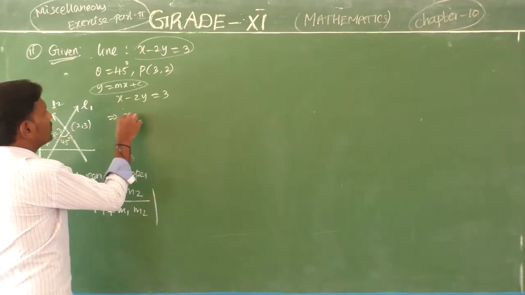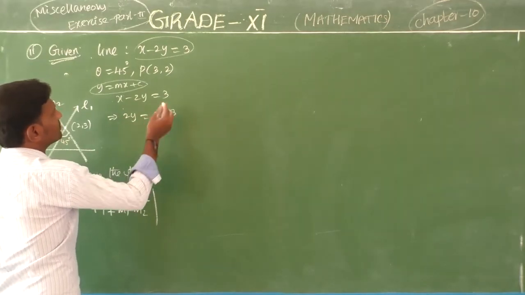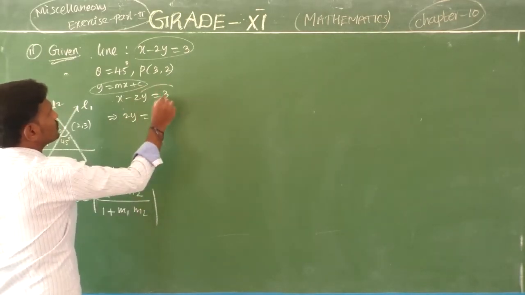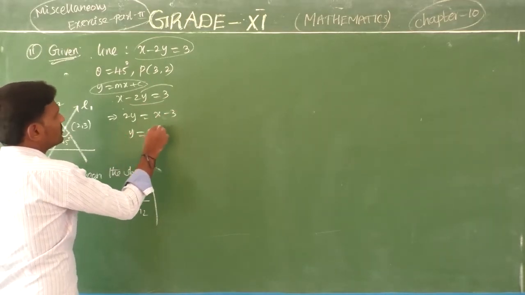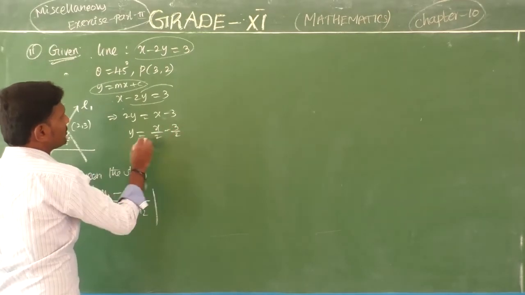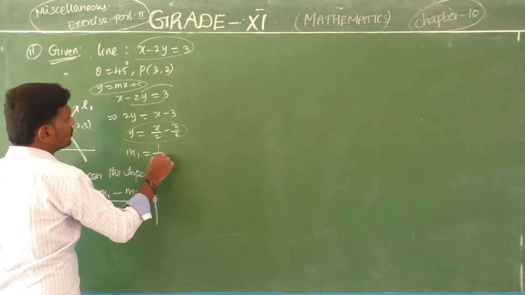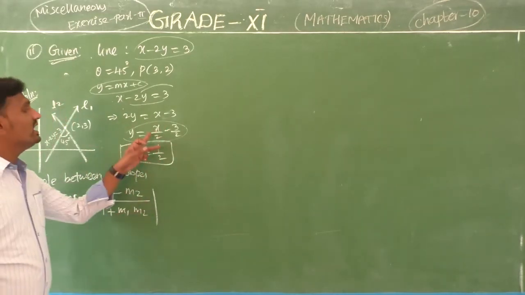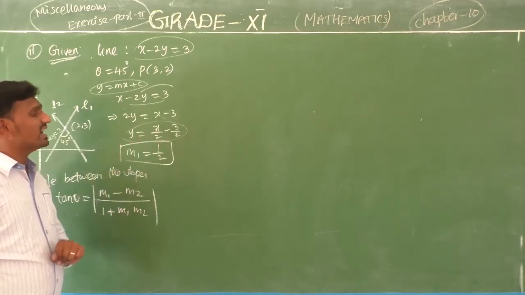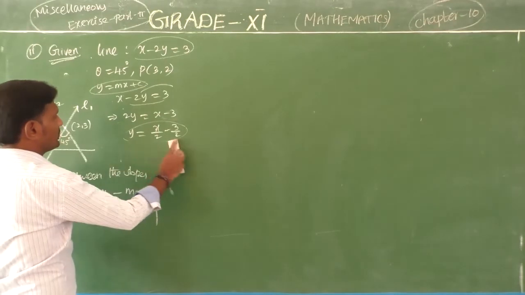Plus 2y, so 2y is equal to x plus 3. Okay, minus 2y plus 3, okay, minus 3. Now I need only y. So y equals x by 2 minus 3 by 2. Compare this with y equal to mx plus c to get m1 equal to 1 by 2. So here the value of m is 1 by 2, and x minus 3 by 2 is the c.